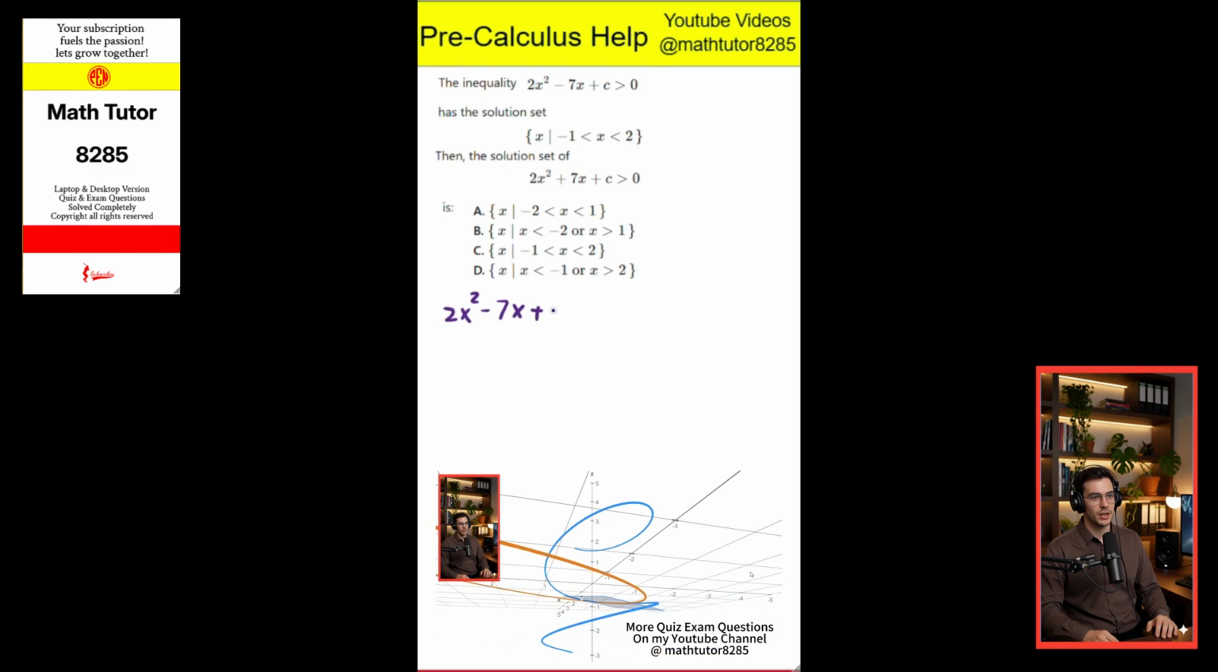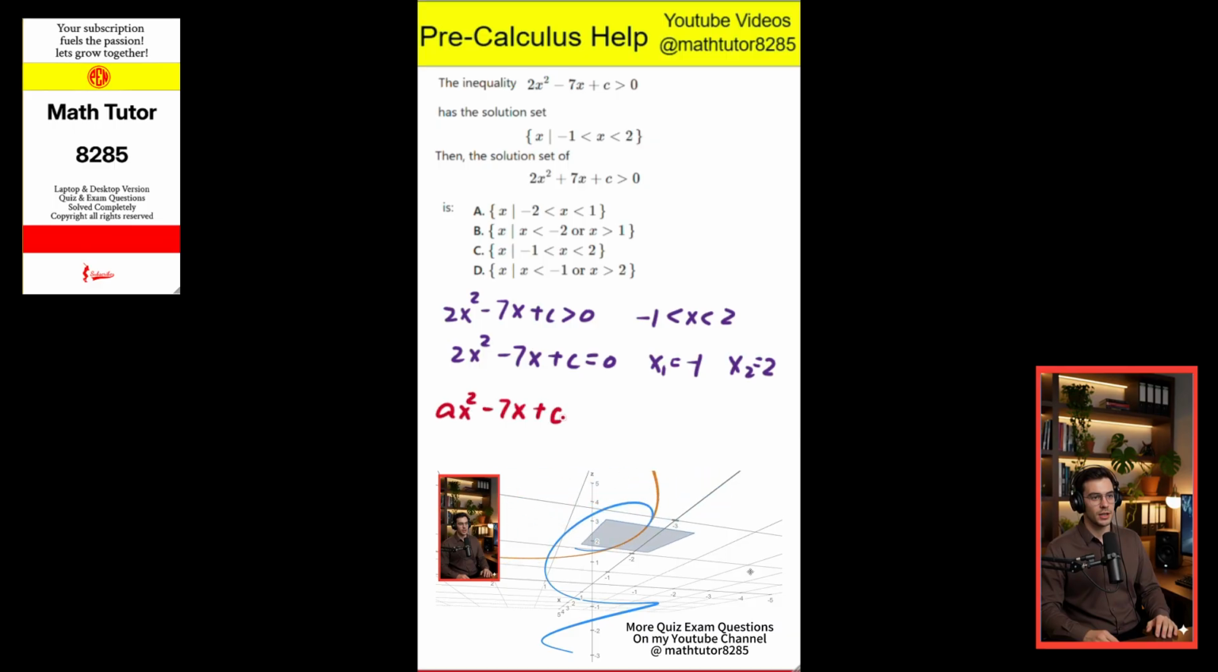We are told that the inequality 2x squared minus 7x plus c is greater than 0 is true only between -1 and 2. That means the corresponding quadratic equation, 2x squared minus 7x plus c equals 0, has 2 roots: one at x equals -1 and the other at x equals 2. Then, next step, use Vieta's formulas to find a and c.